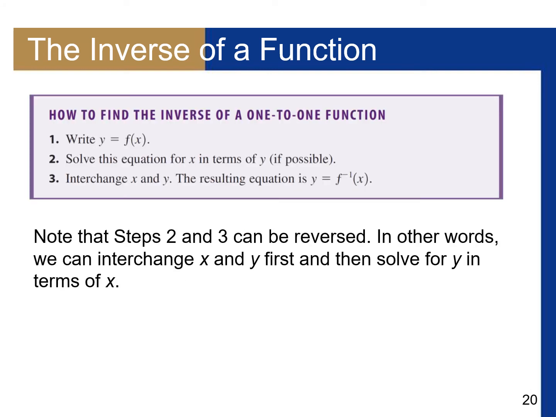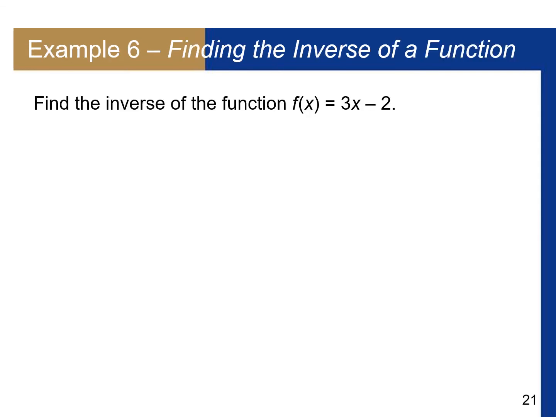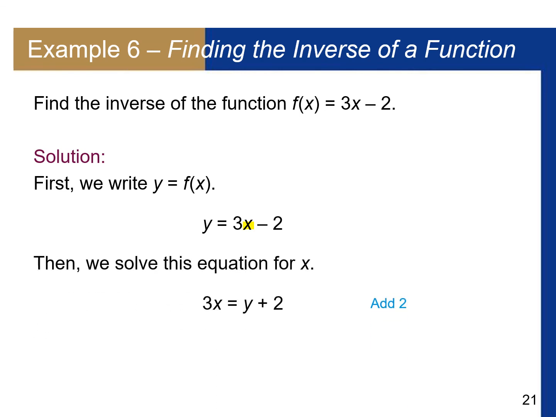So let's take a look at how to find an inverse of a function. Let's find the inverse of f of x equals 3x minus 2. First, we're going to change it to be y equals 3x minus 2, and then we're going to solve for x. So I'll add 2 to both sides and then finally divide by 3.